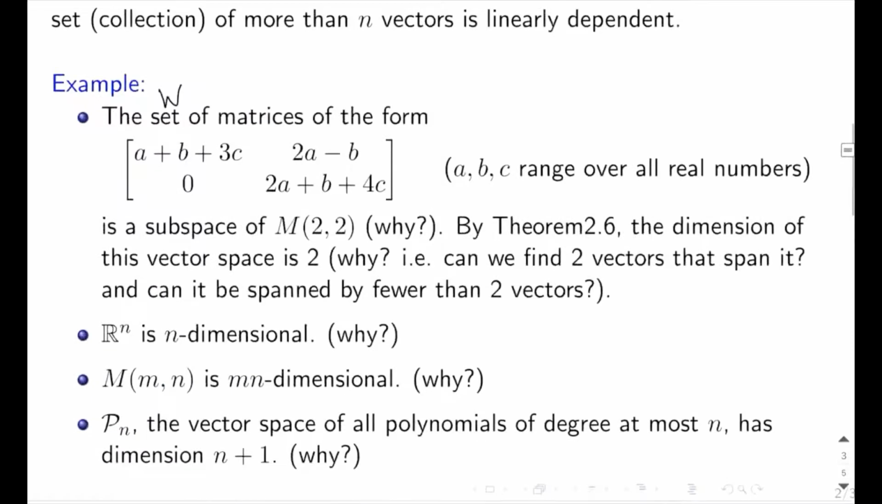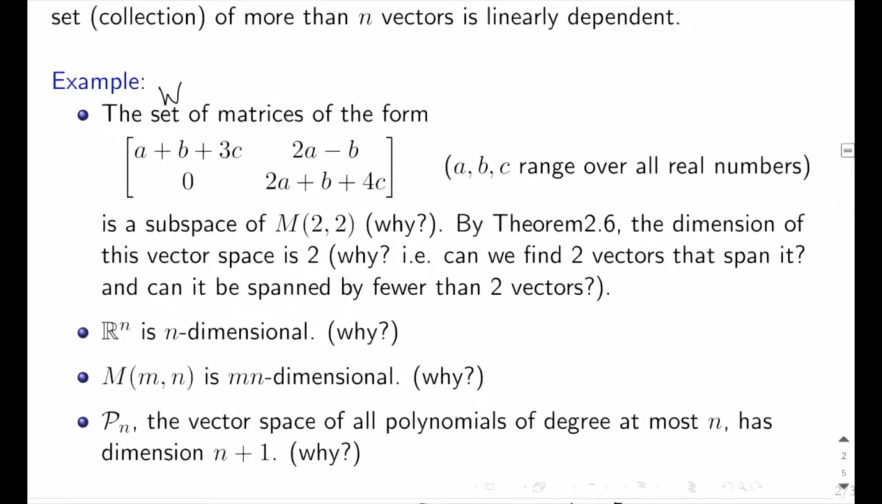We still have a few more examples, but one of them can be done in a very similar fashion as what we have done for Rn. So the space of all m by n matrices is in fact m times n dimensional. Right, similar. I will leave it as an exercise for you. Very similar.